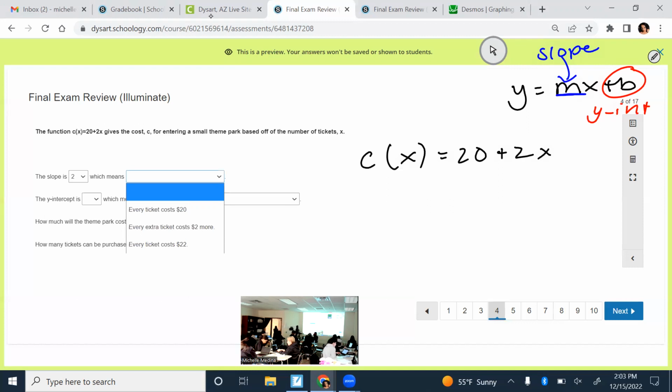Well, if the slope is 2, yeah, because if the slope is 2, that's my rate of change, right? And that was the only option that even had the 2 in there, so that's what makes sense to me. If we read it again, is the cost for entering a small theme park based off the number of tickets x? So x is tickets, 2 times the ticket. At least that's what I'm thinking. Maybe it's not. Is the cost for entering a small theme park based off the number of tickets x?